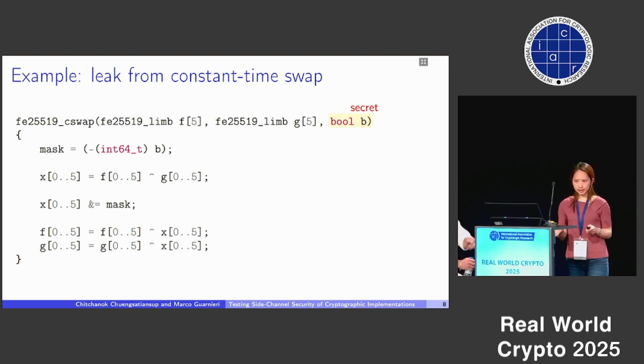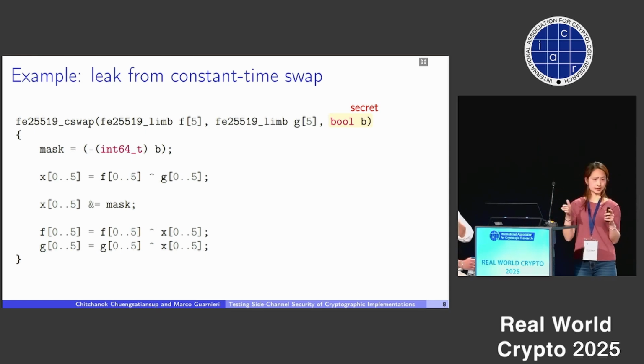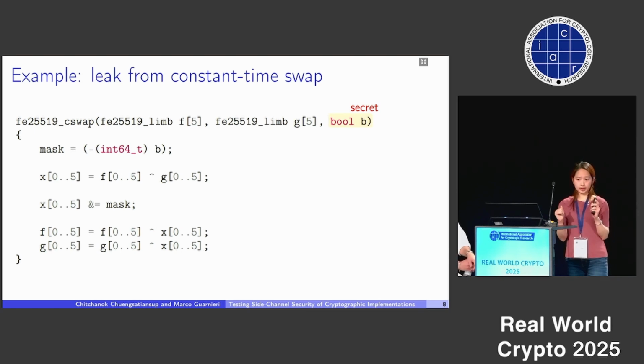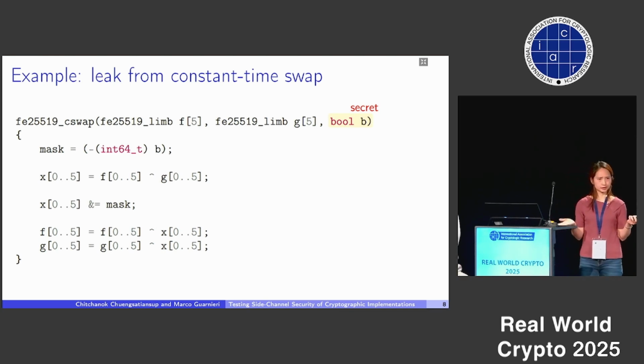But the way to do that: first, the secret bit b is extended to 64 bits in mask, and then f and g are XORed together into x, and then x is ANDed with the mask. And mask could be all 0 or 1, depending on the bit. And the last two steps just XOR x with f and g, respectively. Well, the leak, of course, doesn't come from constant time, but from something else.